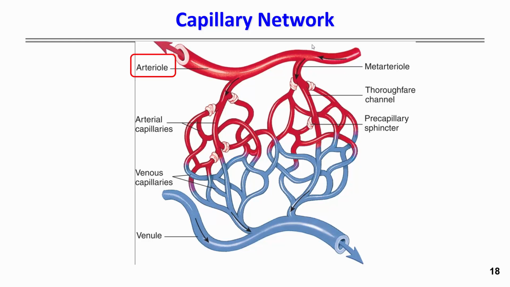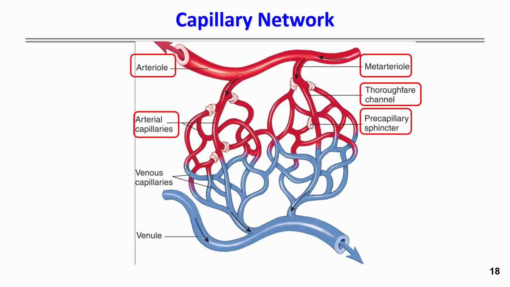And so we start at the very top where we have an arteriole, and the arrows indicate the flow of blood. So the arteriole is the larger of all these blood vessels here, and the arteriole will branch into a metarteriole, and then the metarteriole will then branch further into what's called a thoroughfare channel that will eventually become the smallest vessels we have, and those are the arterial capillaries.